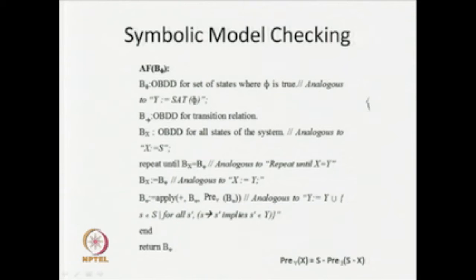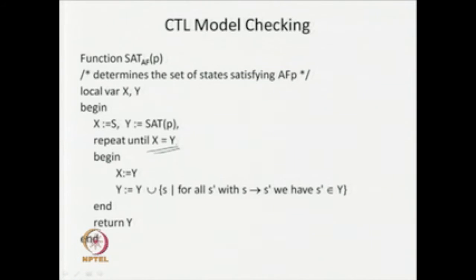So, we are starting with these two OBDDs, B phi and B arrow. Then we are going to take one more, B x, which basically represents all states of the system. It is not a state transition system, but the OBDD representation of all the states. This is analogous to initially taking x equal to the entire state space S. Now, we are going to repeat this procedure the way we did in the previous case, repeat until x is equal to y.